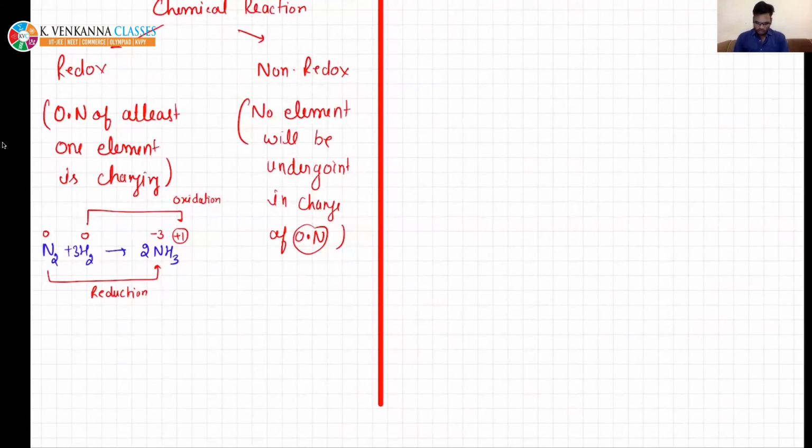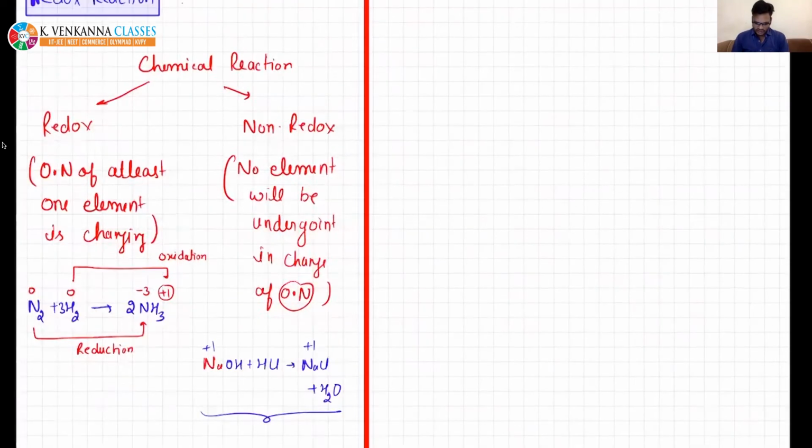But for a non-redox reaction, I am taking the example of the NaOH and HCl reaction, which forms NaCl and H2O. Now if you check, sodium is +1 and it is also +1. The oxidation number of each and every element is the same throughout the process. Such kinds of reactions are considered non-redox reactions. In a redox reaction, the oxidation number of at least one element must change, right?